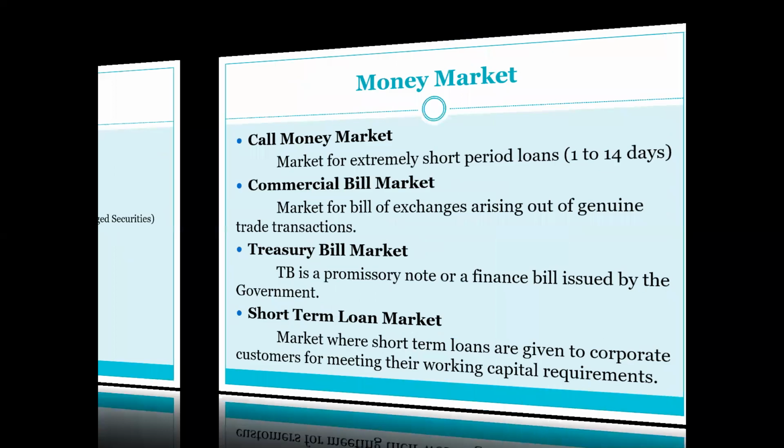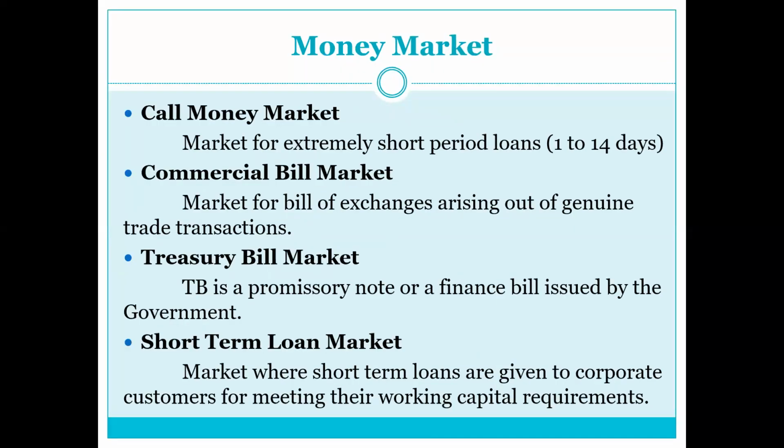Now moving on to the money market. I said money market is a market for short-term securities. The maturity period is 12 months or less than 12 months.